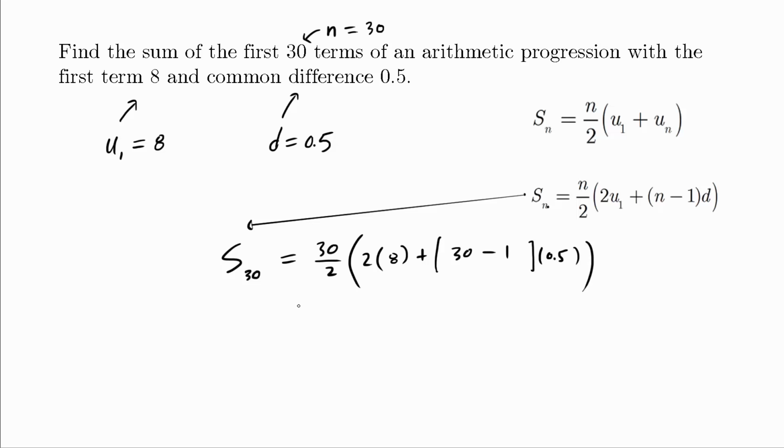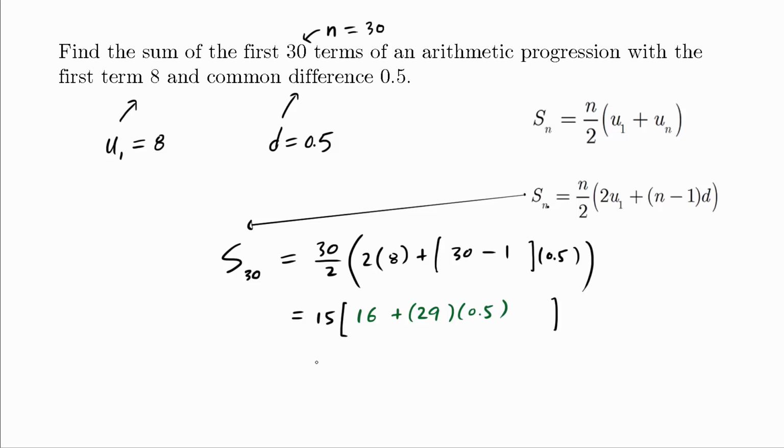All right. So the rest is pretty easy. We just have to be careful with your algebra. 30 divided by 2 is 15. And we're going to change colors just to make it a bit more exciting. Okay, 8 times 2 is 16. And then just be careful with your BEDMAS. 30 minus 1 is 29. And then we're going to be multiplying this by 0.5.